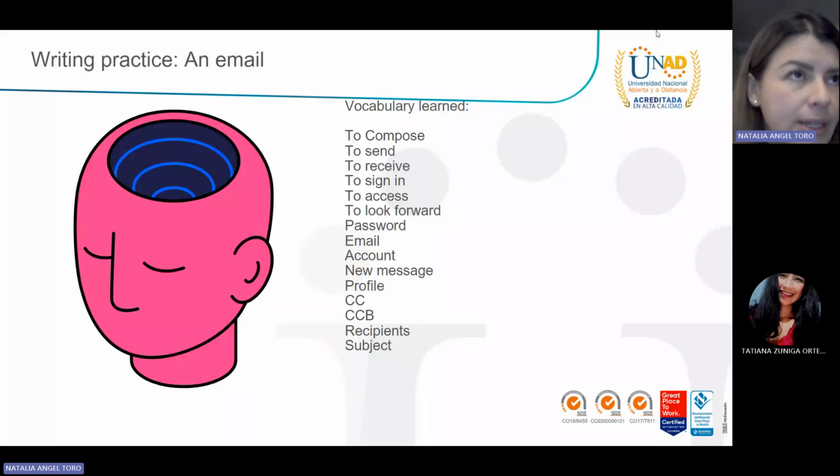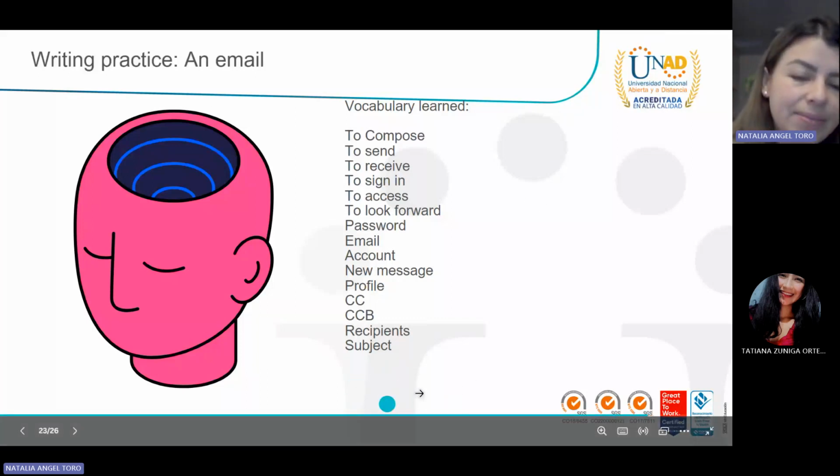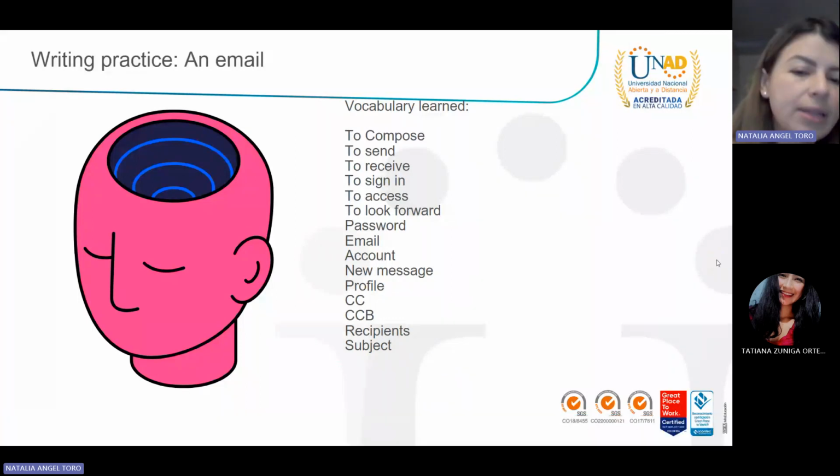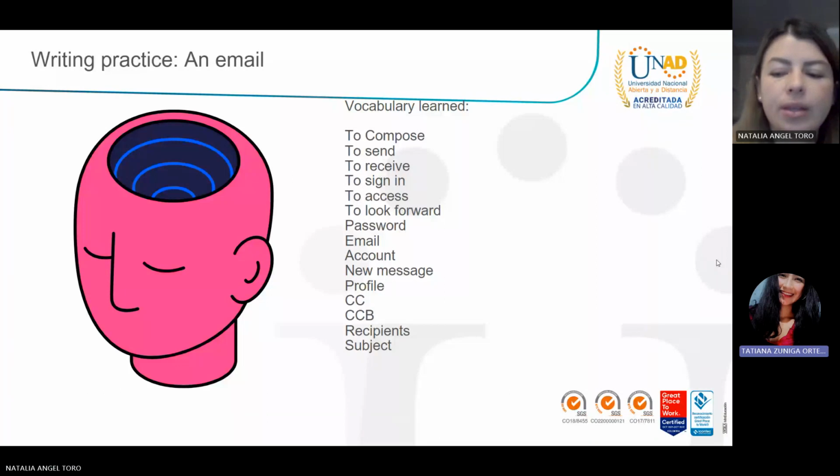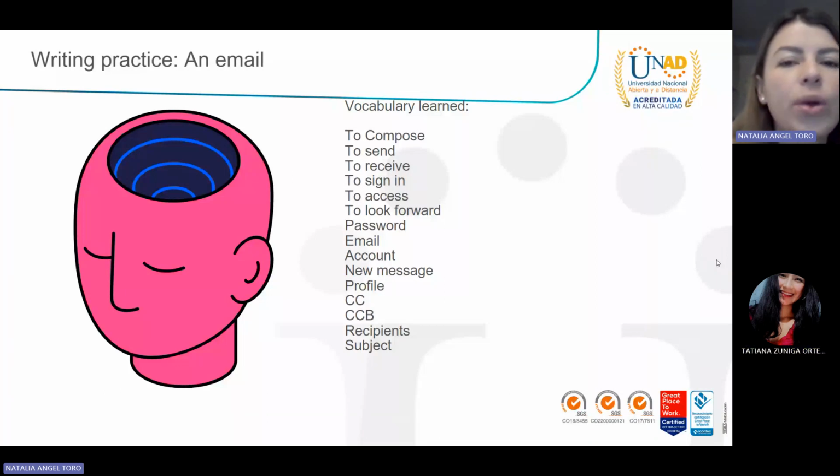Subject also is, for example, maths, English. También llamamos así como subject a las materias, ¿sí? Entonces, que inglés, matemáticas, ciencias sociales, subject. Pero también en este contexto que estamos viendo es el título principal de nuestro correo. So, Tata, any question, any suggestion, any idea, something that you want to share in this moment?